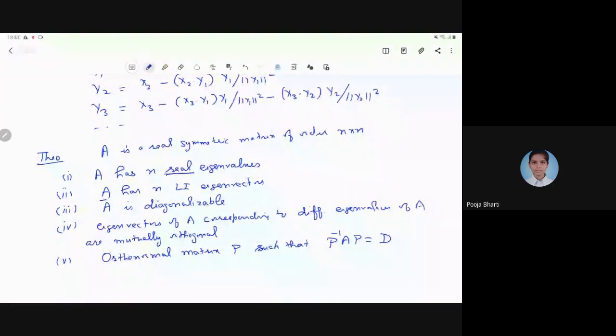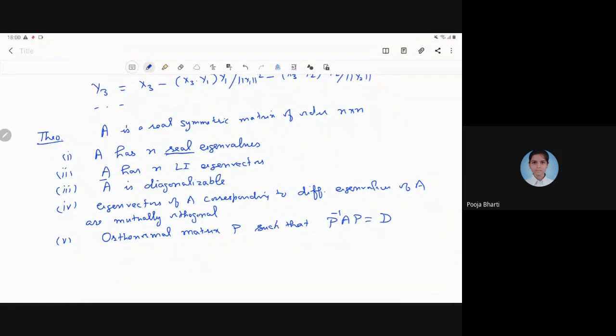Fourth, orthogonality is also connected with the real symmetric matrix. What is that? Corresponding to different eigenvalues, the eigenvectors are orthogonal. Fifth, you can always obtain orthonormal matrix P from the eigenvectors of A. I will tell you with one example, such that it diagonalizes A and diagonal entries are eigenvalues of A. Clear? We will do a problem, but before that, accept these five results regarding real symmetric matrix. We don't need the proof at the moment. Just accept these results. These can be proved.